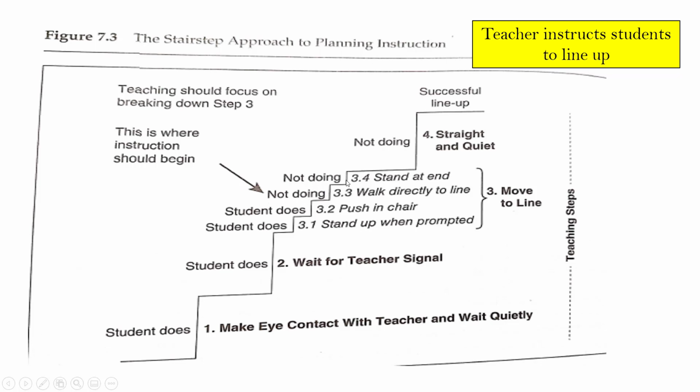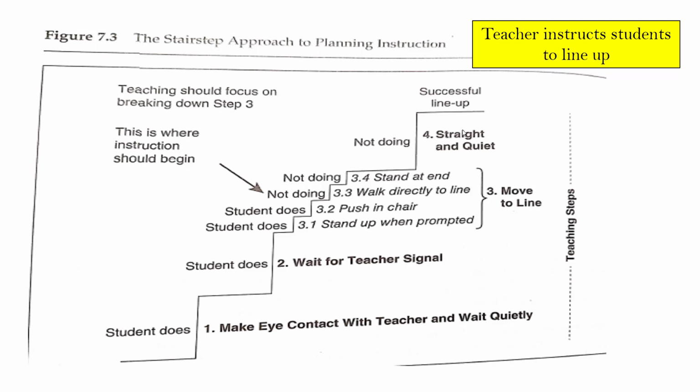And once you've successfully taught walking directly to the line, then you'll teach stand at the end, and then you'll go on to staying straight and quiet. So when we take a complex skill and break it down into small steps that we can teach, this kid is more likely to be successful than if we teach the whole complex skill.